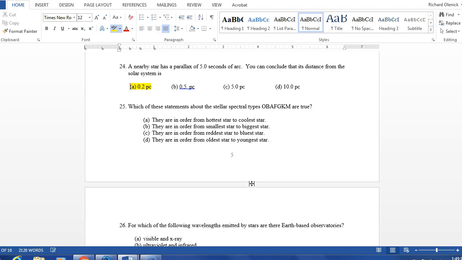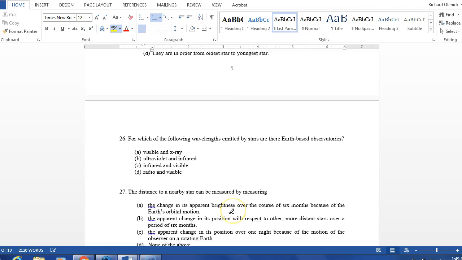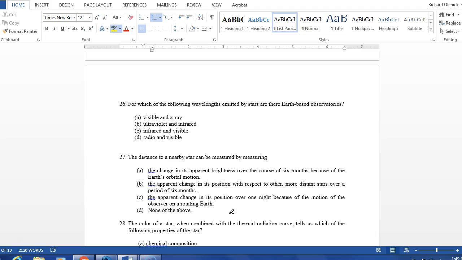Which of these statements about the stellar spectral types O, B, A, F, G, K, M are true? They are in order from hottest to coolest. That's about all we can say. Answer A. For which of the following wavelengths emitted by stars are there Earth-based observatories?